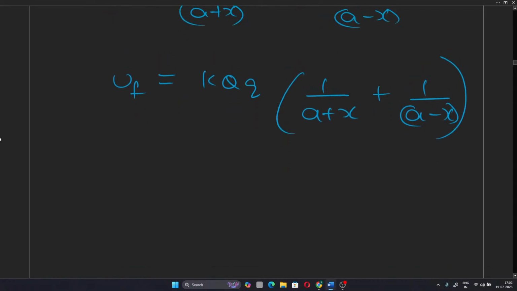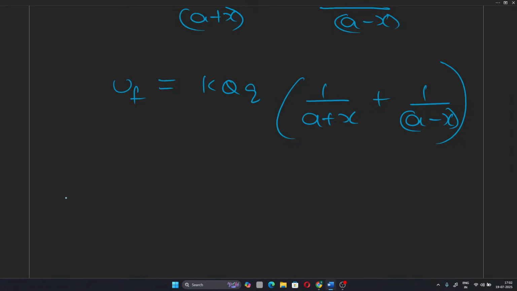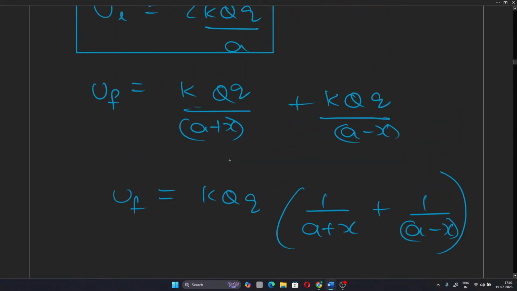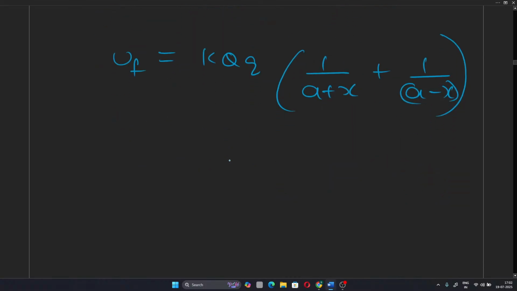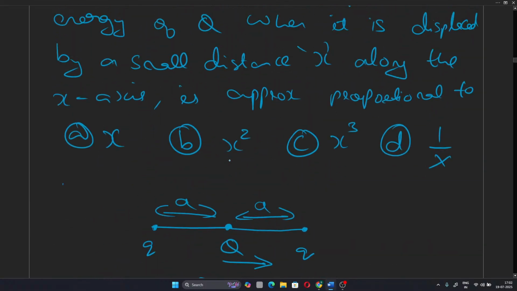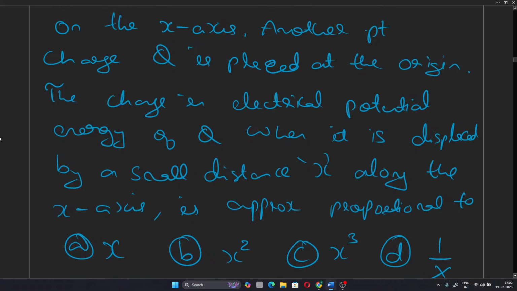And they're asking us the displacement here. Not displacement, they gave that it was a small displacement. That is the reason the charge is inside the boundaries of the two Q's, displaced by a small distance.